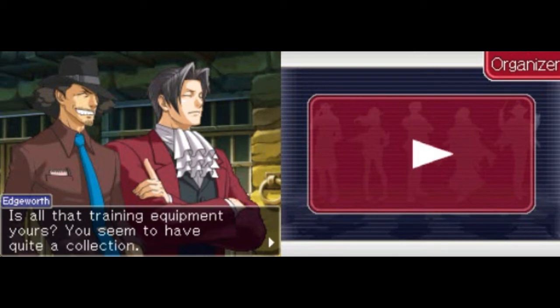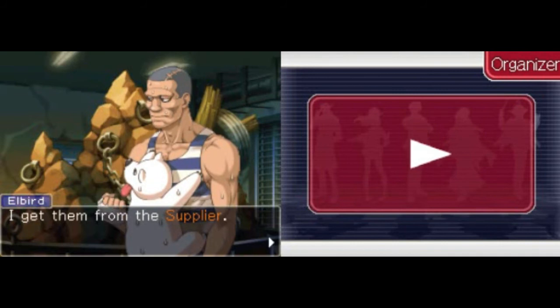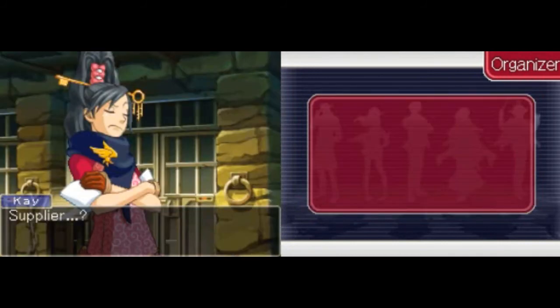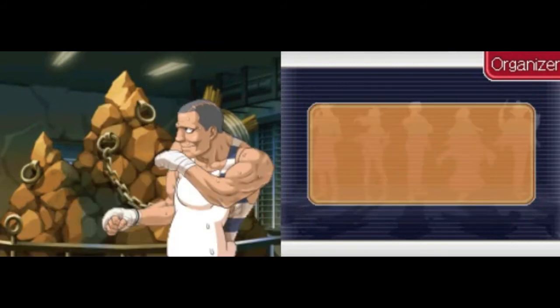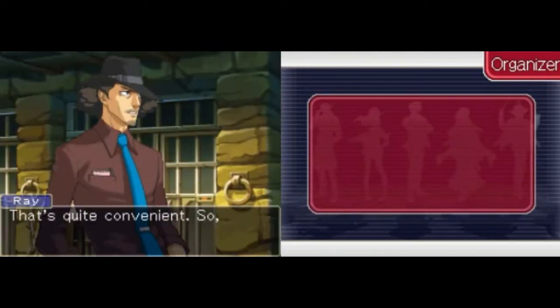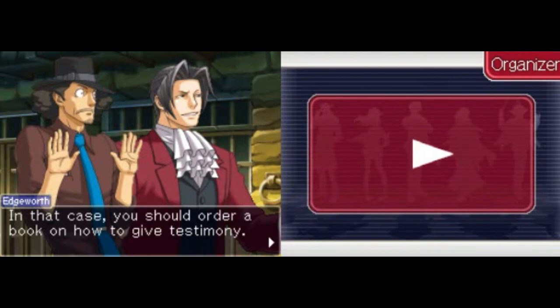Is all that training equipment yours? You seem to have quite a collection. I got them from the supplier. Supplier? You can just get about anything if you put it in order. It's our secret shop. That's quite convenient. So if Uncle Ray wanted a cute girl, in that case he should order a book on how to give a testimony.